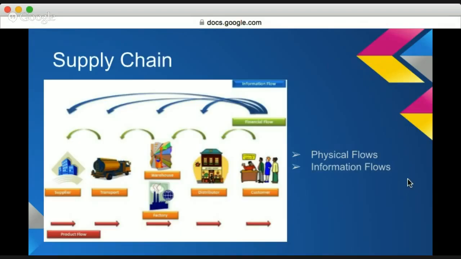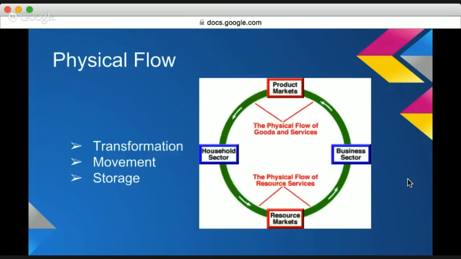Organizations that make up the supply chain are linked together through physical and information flows. The physical flow starts at the supplier, which then goes to the transporter, who takes it to the factory. From there, it will go to the distributor, who sells the product to the customers. Information flows from the customer back up the chain to the supplier. Flows involve the transformation, the movement, and the storage of goods and materials. They are the most visible piece of the supply chain.